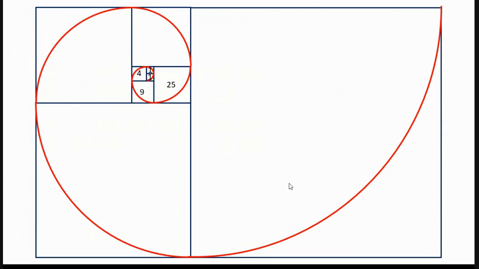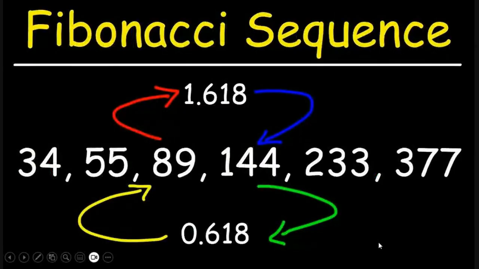If we look at those numbers, and let's take a look at those numbers here. There we go. They all have the same ratio. The areas have the same ratio. If we take 144 and divide it by 89, we get 1.618.